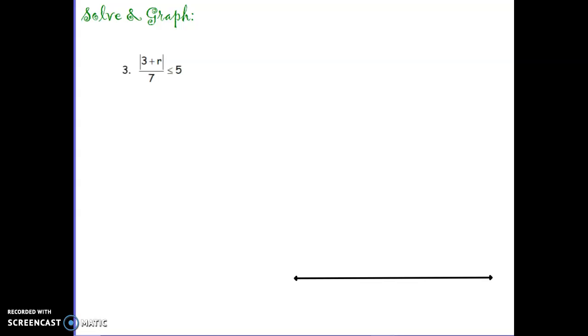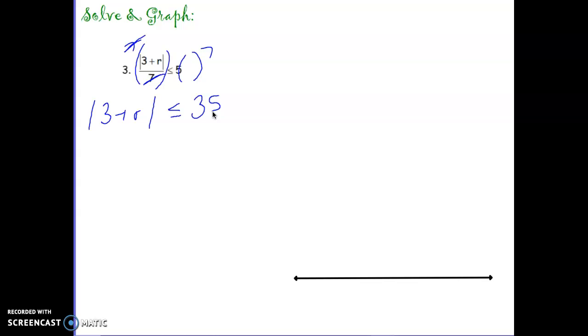All right, let's try this one with a fraction. Nobody's panicking though. We know how to get rid of fractions, right? We're just going to multiply by 7 on both sides. So on this side, the 7's cancel out. Absolute value of 3 plus r is less than or equal to 35, multiplying by 7 on both sides.